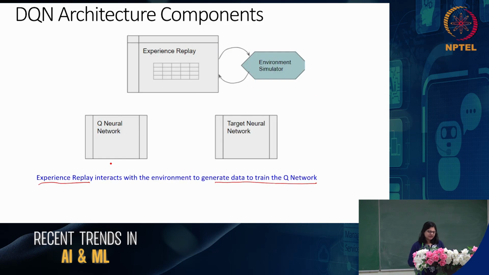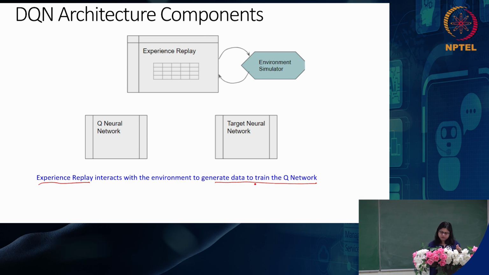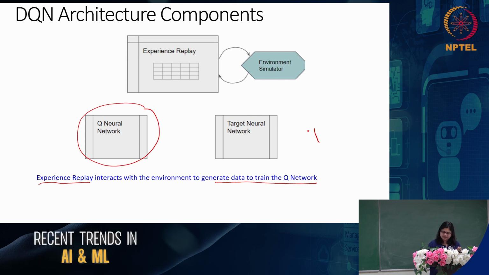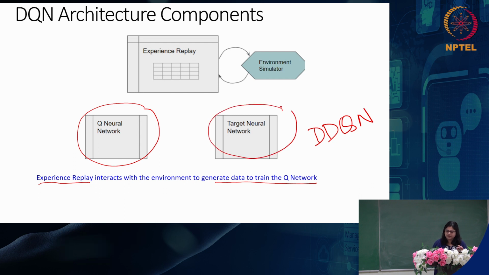Okay, so basically this experience replay memory is very important because it is interacting with the environment to generate data to train the Q network. Initially I will talk about this Q neural network, but as I mentioned, there is also DDQN, and this DDQN uses two networks: the Q neural network, and also a target neural network.